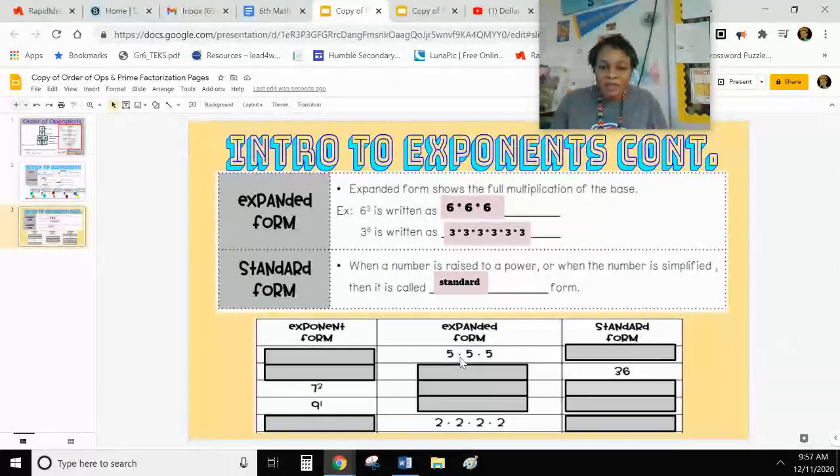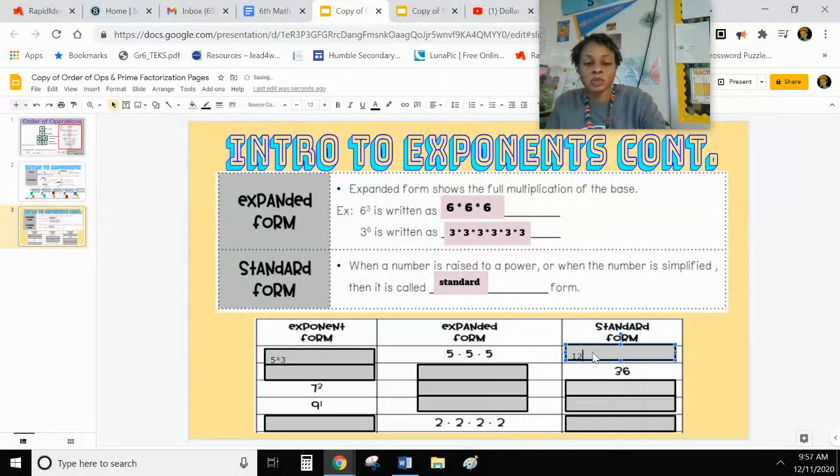So here I have 5 times 5 times 5. So in exponential form, that would be 5 raised to the 3rd power. And you can put the caret. That little caret means that it's raised to that power. So 5 raised to the 3rd power. In standard form, we're going to simplify this. So 5 times 5 is 25. And then 25 times 5 will give me 125. That's just one of those exponents I just know off the top of my head because it's common. So remember, 5 to the 3rd power is 125.